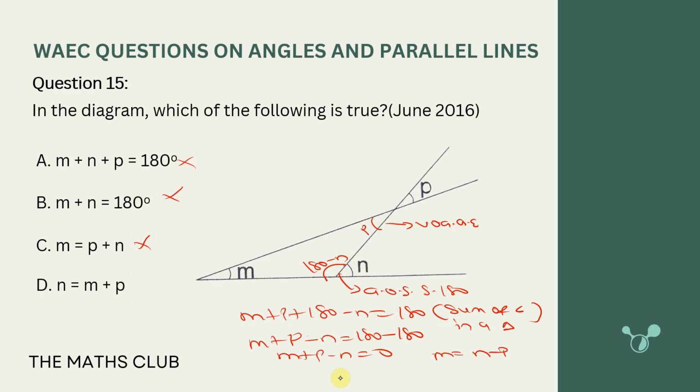So yeah, we are saying minus n is equal to minus m minus p. If I divide both sides by minus, my n is equal to m plus p. So we can see we have proven that D is the correct answer. Let's see if we're correct.